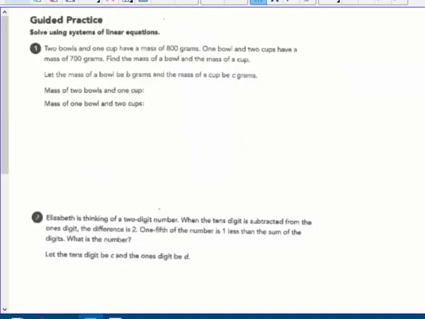Solve using systems of linear equations. So I'm going to do these three problems. 2 bowls and 1 cup have a mass of 800 grams. Well, that's an equation. A mass of 2 bowls and 1 cup: 2 bowls plus 1 cup equals 800 grams. So I'm using B and C for bowl and cup, right? Let B be the mass of a bowl, and C the mass of a cup. Okay, so we got that. 1 bowl and 2 cups, so 1 bowl plus 2 cups is 700 grams. There's my 2 equations.